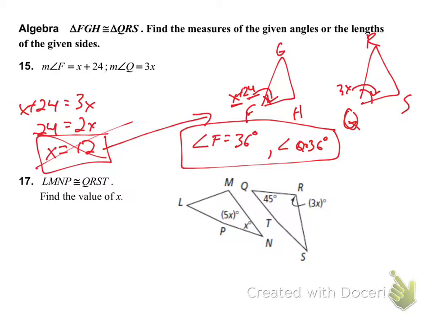LMNP is congruent to QRST. So we got to find the value of x. I know that S is going to be congruent to that one right there. And then P is congruent to T. So let's see what I got to do here. Because we know that this one's going to be 3x, this is going to be 45.